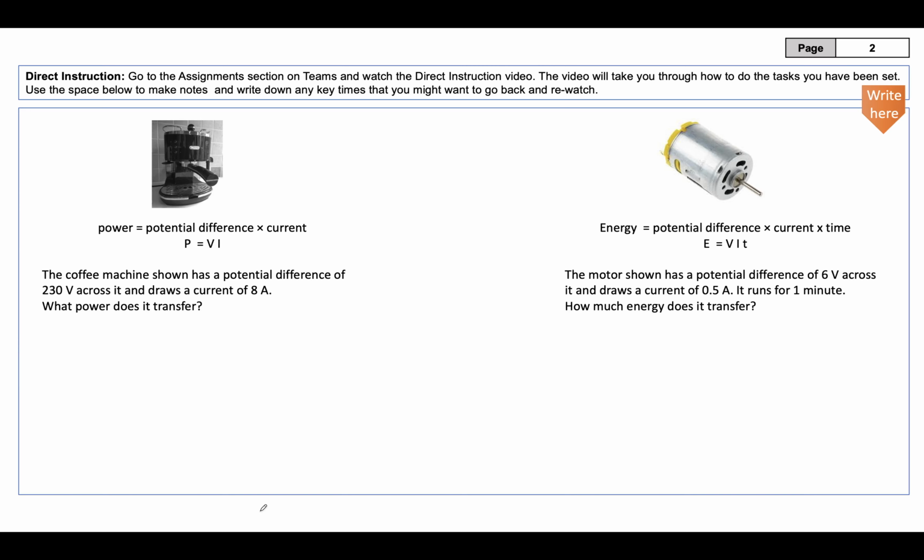So there's 2 situations you might have. You might be asked to work out the power given this equation here. So power equals potential difference times current. So let's try and put this into a triangle so we can remember that. So P on the top, we'll put V over here, and we'll put I there. It's worth remembering that power has to be in watts, I for current has to be in amps, and V for potential difference has to be in volts.